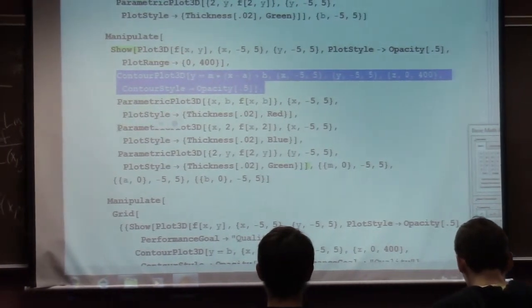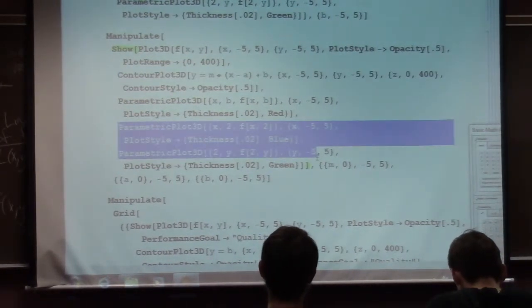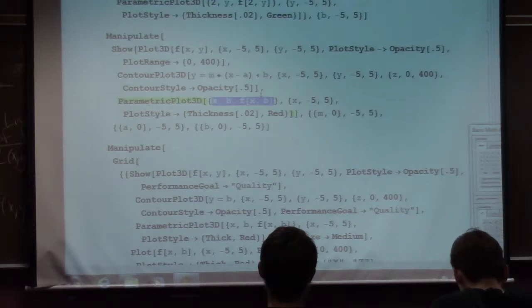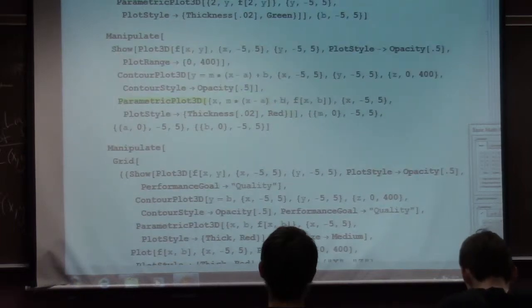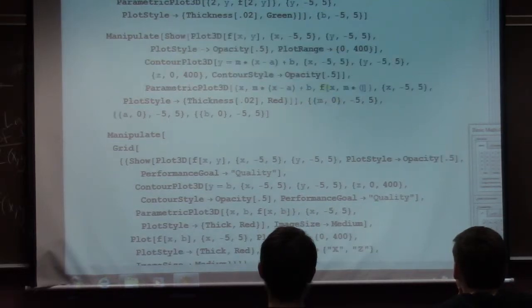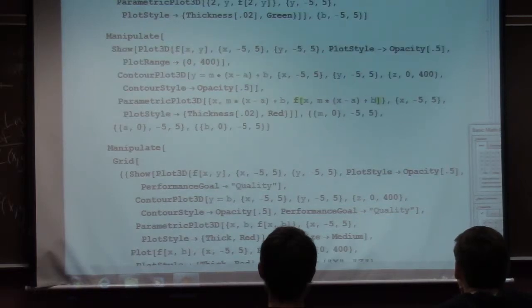What about the curve of intersection? Let's get rid of these other two here and just keep the one that's red. One way I can parameterize it is, again, using x as a parameter. The first coordinate of this parametric plot will be x. The second coordinate is going to be m times (x minus a) plus b. And the third coordinate comes from plugging those two values into the function, so it's going to be f of x comma m times (x minus a) plus b.